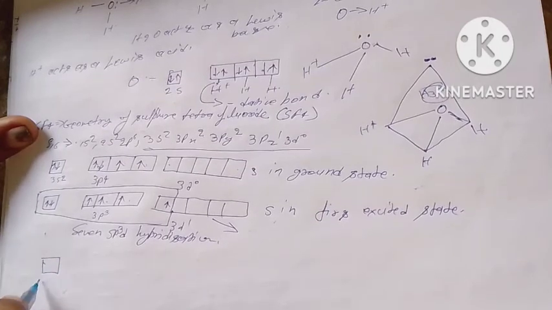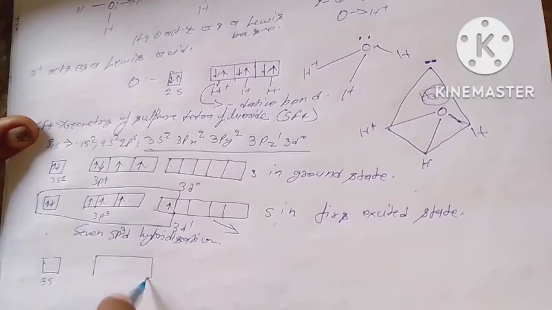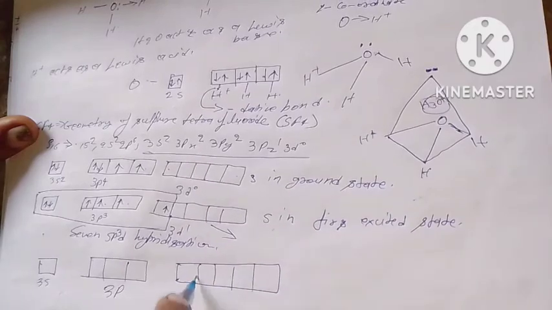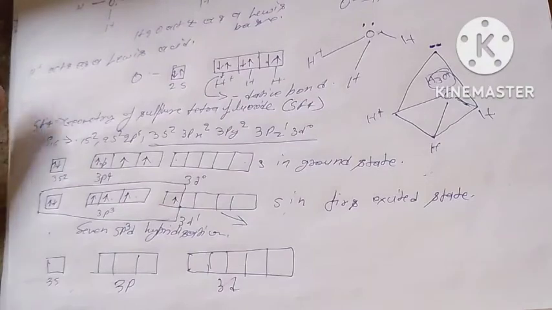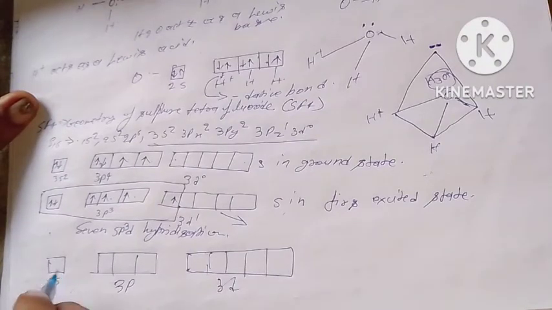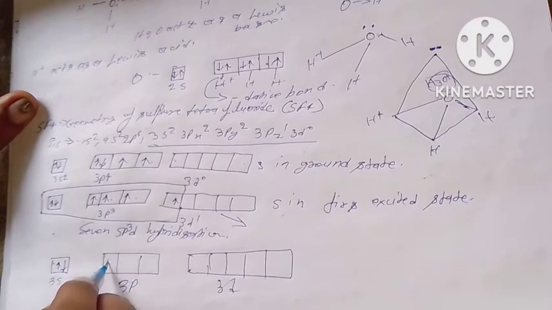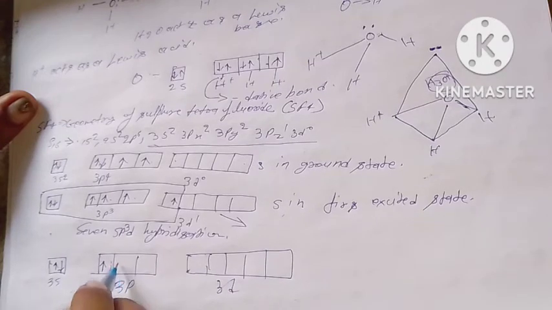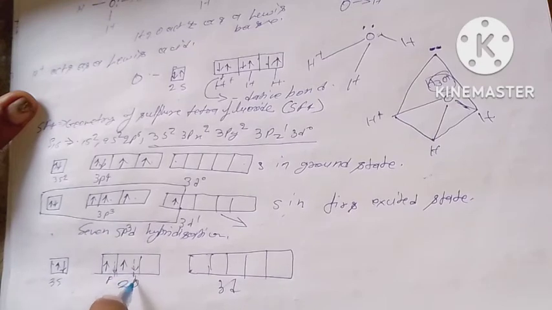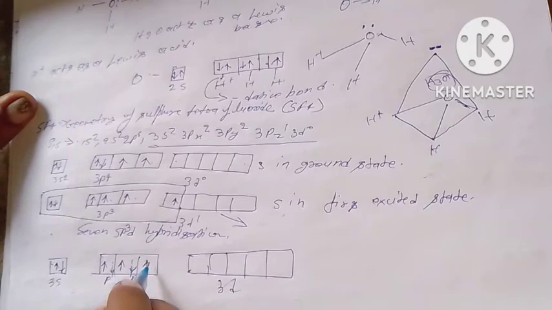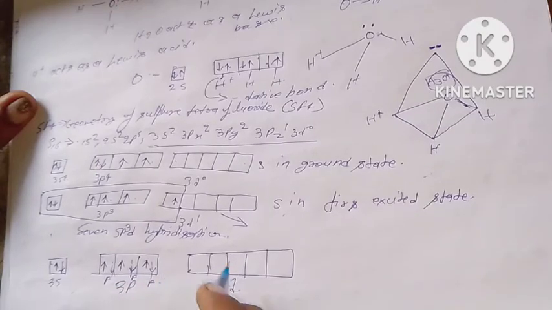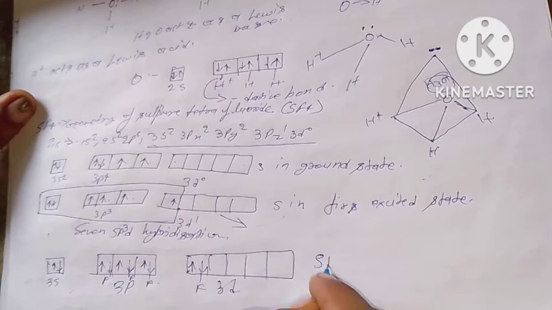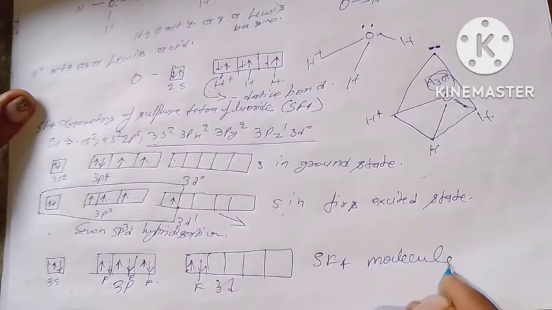After hybridization, this is the 3s, 3p, 3d, and one electron, and this is a hybrid electron with fluorine, and this is a hybrid electron of a fluorine atom, okay. This is the SF4 molecule, okay.